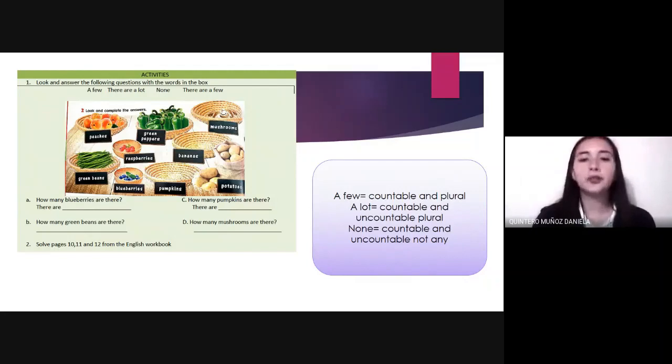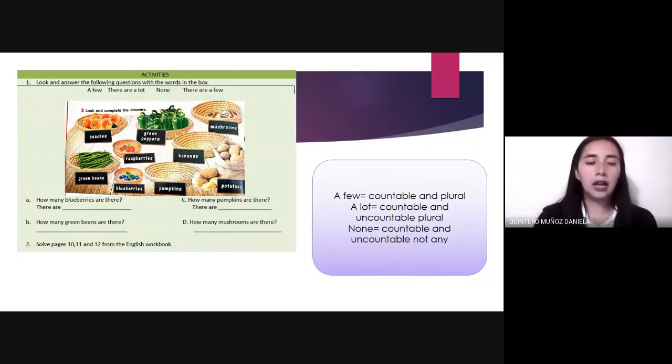A few, you use a few with countable and plural. That means that few refers to poco, que hay algo, pero muy poco. A lot, countable and uncountable plural. A lot refers to much. Quiere decir que hay algo, mucho de algo. And none, countable and uncountable, that is not any. None, que no hay nada.